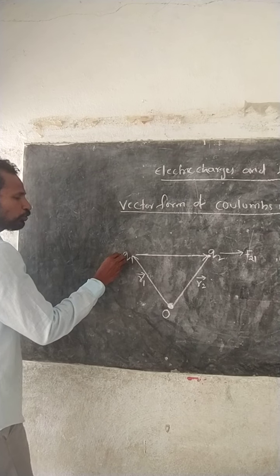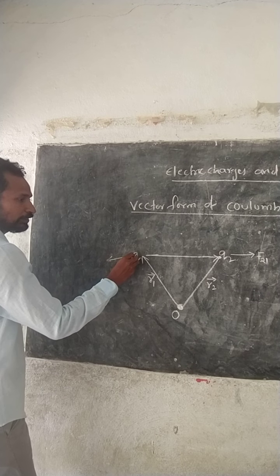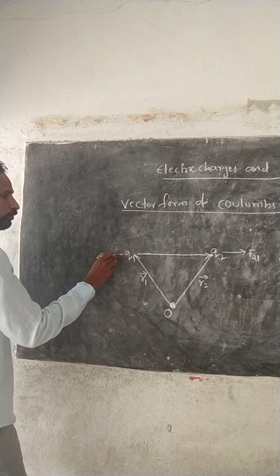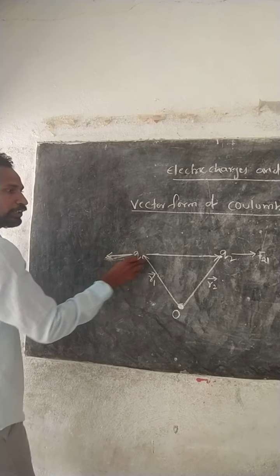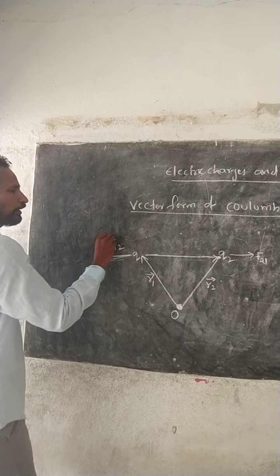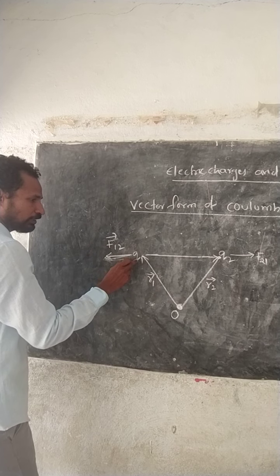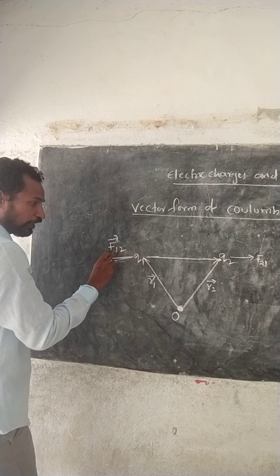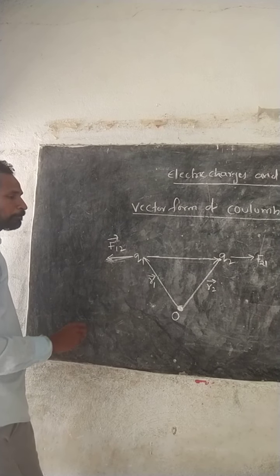And similarly, Q1 also experiences a force in this direction, along the line joining the two charges. This is F12. How do we say this? Force on the first charge due to the second one. F12 is the force on the first charge due to the second one.